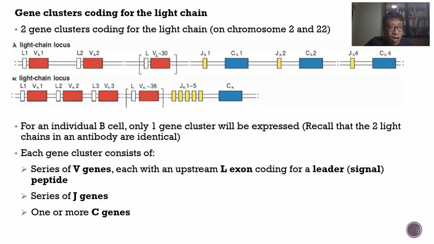Just remember that the light chain genes, regardless of whether it's the one on chromosome 2 or chromosome 22, are clusters of genes. You have the V genes, the J genes, and the C genes. So VJC, pretty easy to remember.